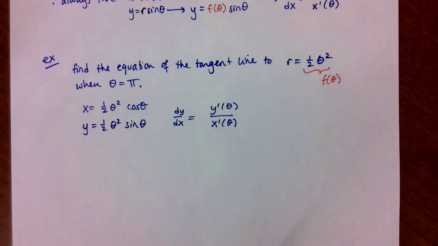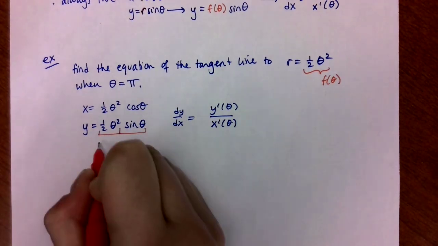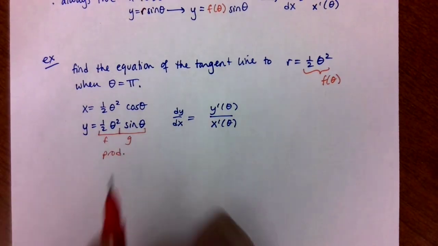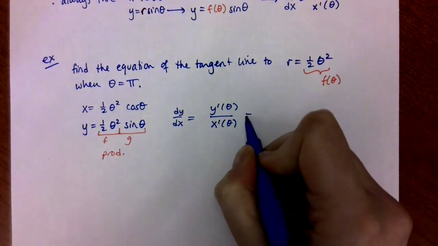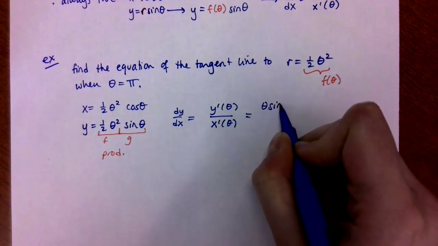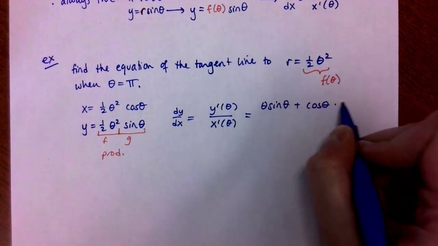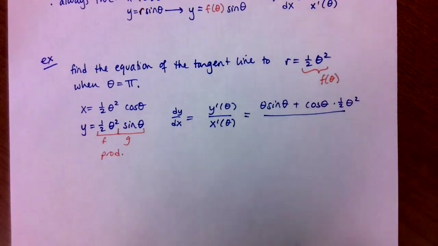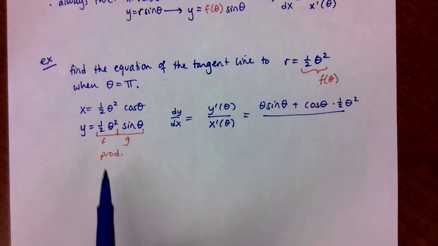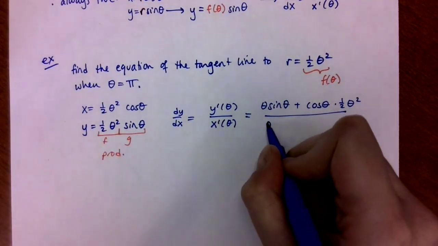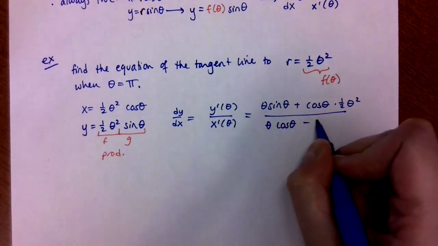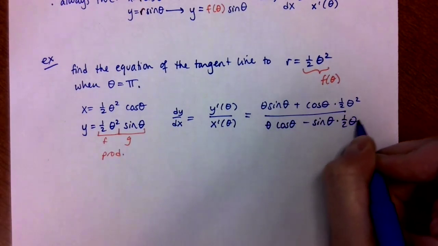For each of these equations, I have to use the product rule for the derivative. So for y prime on top, I'm going to have these two pieces here, this f, this g, and we'll do the product rule. f prime g plus g prime f. And then on the bottom, same thing for the x equation. I'll do a product rule with 1/2 theta squared and cosine theta. f prime g plus g prime f.